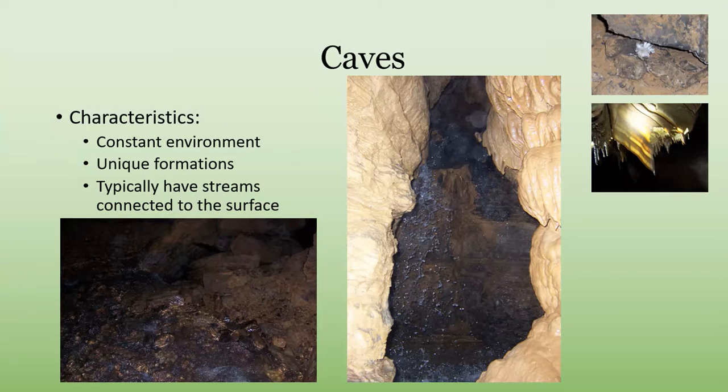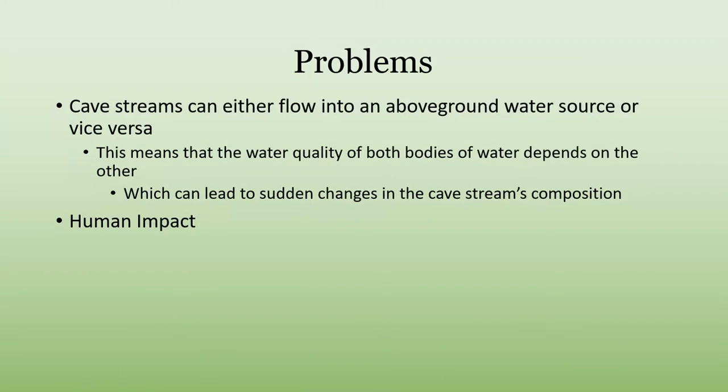But while this is positive, this can also be a negative, because the cave streams either flow into an above ground water source, or the above ground water source flows into the cave stream. And this can be bad because whatever affects one will affect the other, and typically something that affects one is typically negative, not a good thing. And human impact is also a problem for cave streams, for examples like pollution and other things.